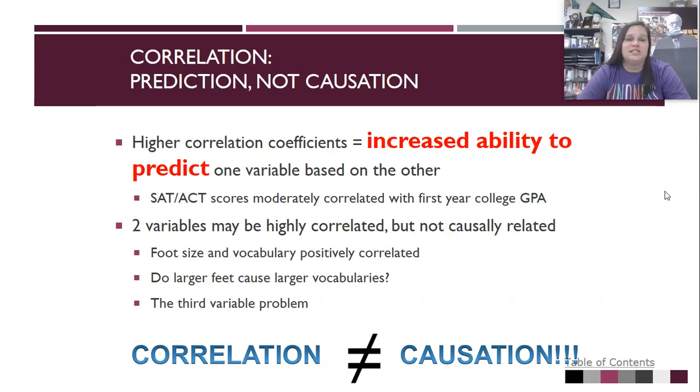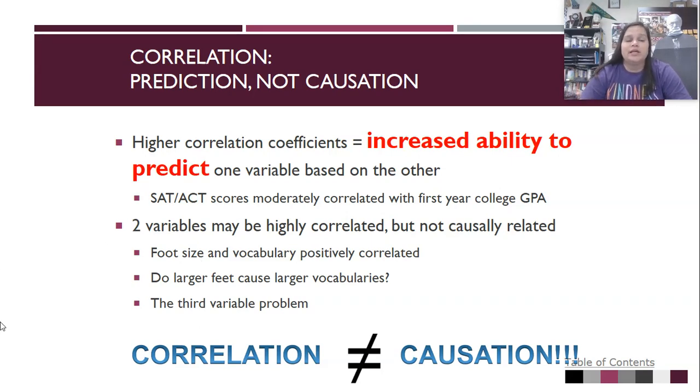But they cannot say having a high SAT or ACT score causes you to have a high GPA your first year of college. There's so many other variables involved. It can help predict, but it can't tell us it caused it. It is possible for two variables to be very highly correlated, but not causally related, meaning they go together, but one does not cause the other.